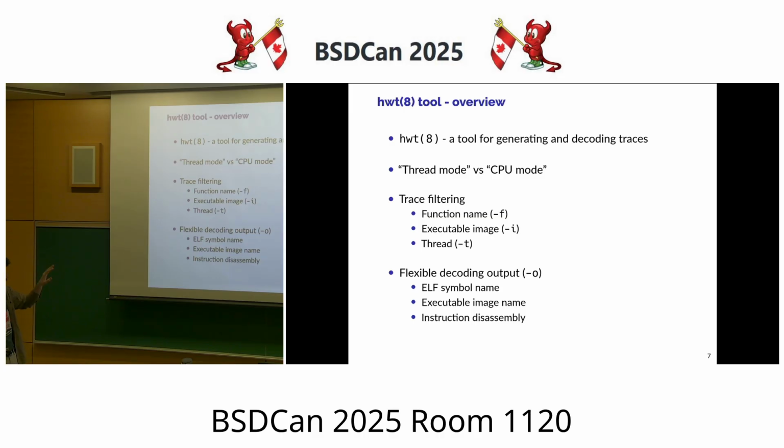Notable column outputs include, obviously, a way of associating the current instruction pointer that generated the trace with its corresponding ELF symbol, and doing the same for the executable image name. There is also an experimental, not yet fully committed feature that provides a way of disassembling the actual instruction that generated the trace. So you can get a live disassembly output as you trace.